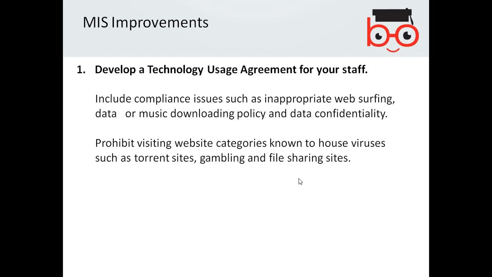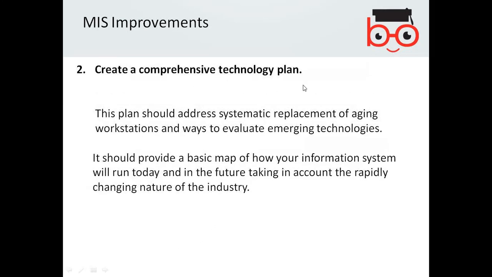Basically, you are trying to reduce any unexpected happenings which may reduce the efficiency of MIS. Is that true? Okay. Create a comprehensive technology plan. This plan should address systematic replacement of aging workstations and ways to evaluate emerging technologies.